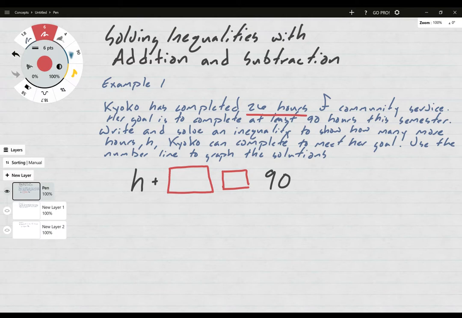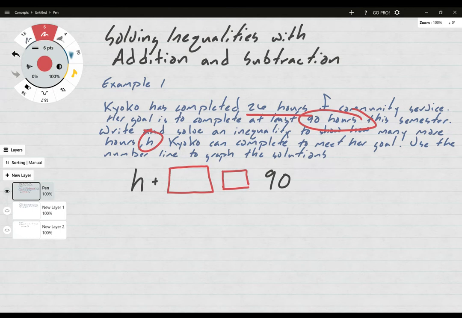So we know that we have 26 hours that she has already completed. So that's how much she has already completed. But her goal is to complete at least 90 hours. So she can complete 90 hours at the bare minimum, or she can complete more. So at least means it's equal to or more. And we're using the variable h to represent how many more hours she needs.